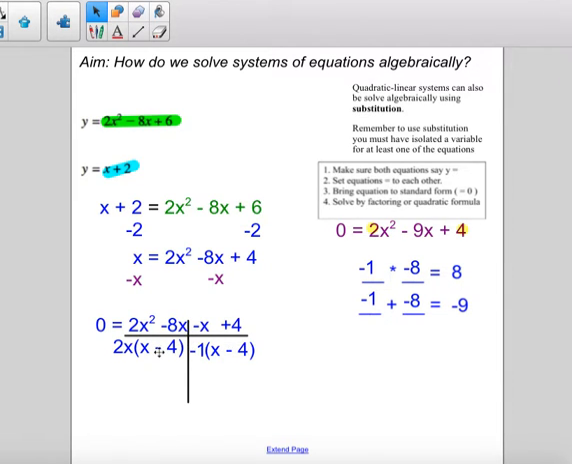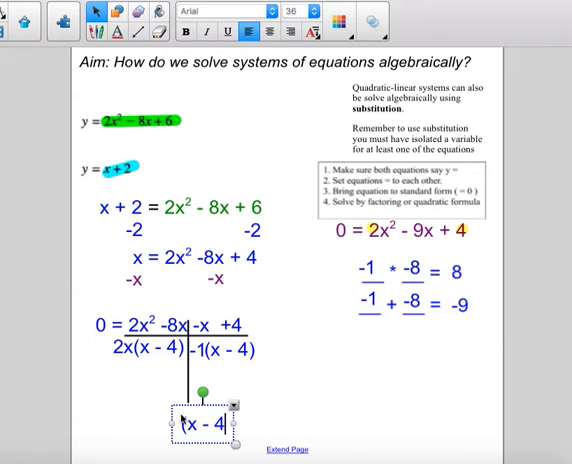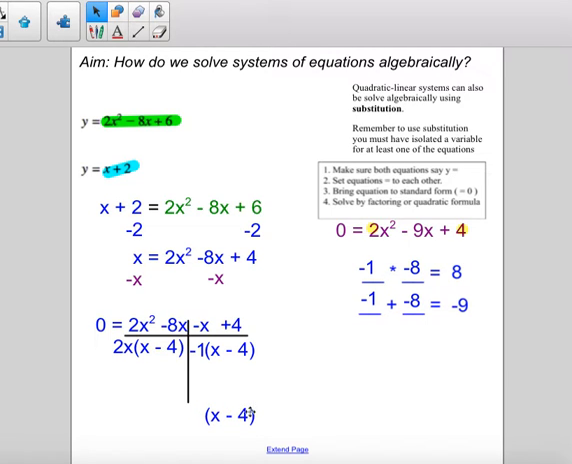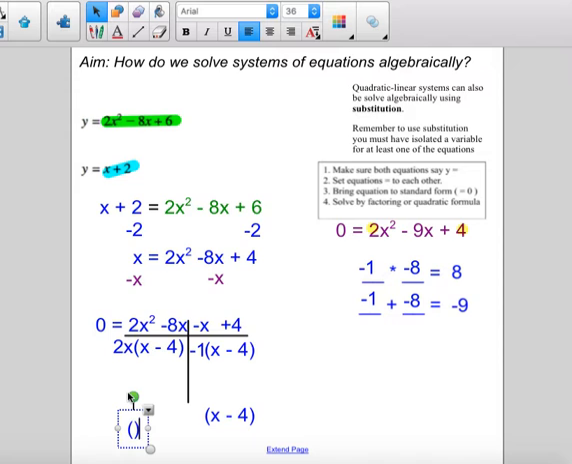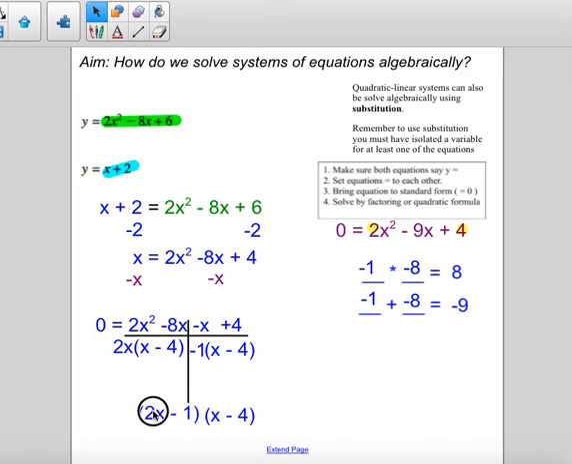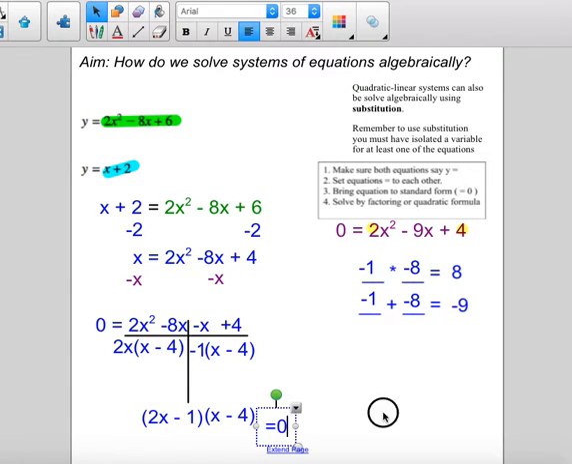I've pulled a GCF out of both of those pieces, out of both sets of terms. So that x minus 4 that came up in both sets of parentheses is one of my factors for this equation. The other factor is made up of those two GCFs that I pulled out, 2x minus 1. We did it. We factored our equation, and that is still equal to 0.